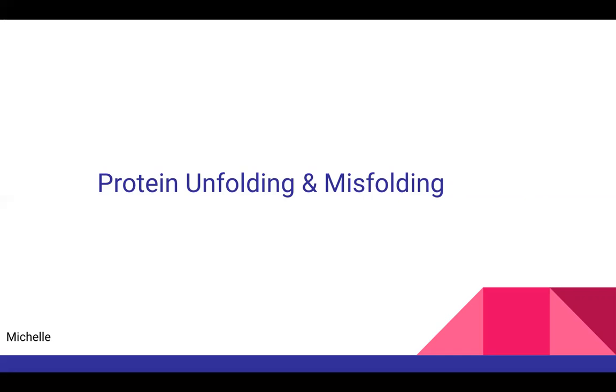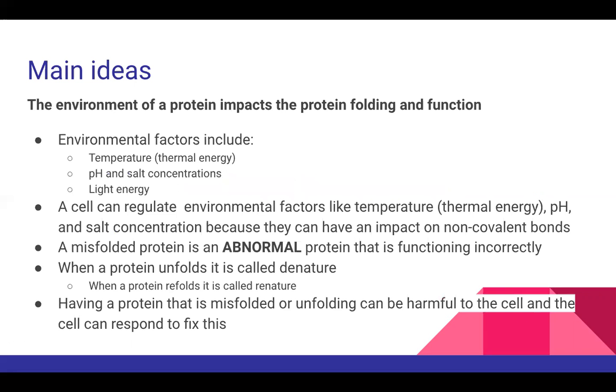So this next part is protein unfolding and misfolding. The main idea is that the environment a protein resides in can impact its folding and function. There are a bunch of environmental factors we discussed, including temperature, light energy, pH, and salt concentrations. A cell can regulate environmental factors like temperature, which is also thermal energy, and salt concentrations, because they can have an impact on non-covalent bonds.